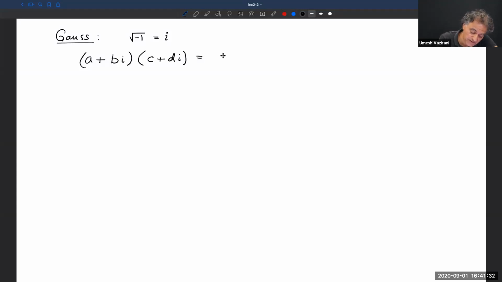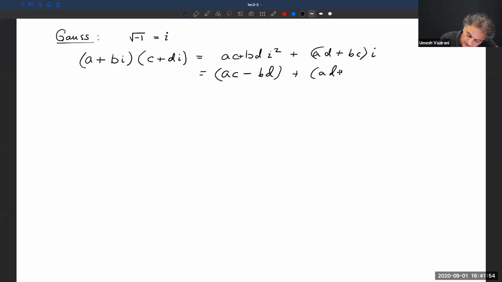So what's the product? Well, it's a times c, plus b times d times i squared, plus (ad plus bc) times i. And now remember, i squared is -1, so it's just (ac minus bd) plus (ad plus bc) times i. Okay. So clearly, if you want to multiply two complex numbers, you need to do 4 multiplications.